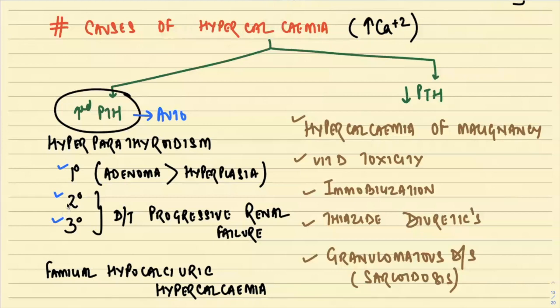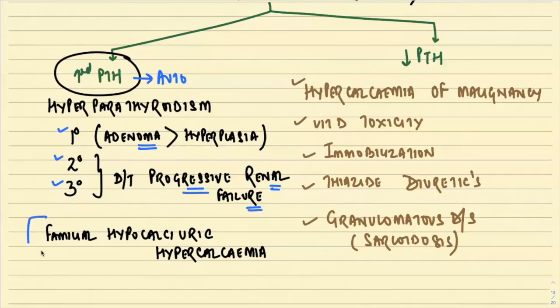So hyperparathyroidism, as I've already mentioned, primary adenoma is much more common as compared to hyperplasia and accounts for 80% of all cases. And secondary and tertiary hyperparathyroidism occur basically because of progressive renal failure. Okay. And one other condition is familial hypocalciuric hypercalcemia that we have already discussed. Can you tell me which mutation is present over here? Yesterday only I discussed which mutation in which gene is present.